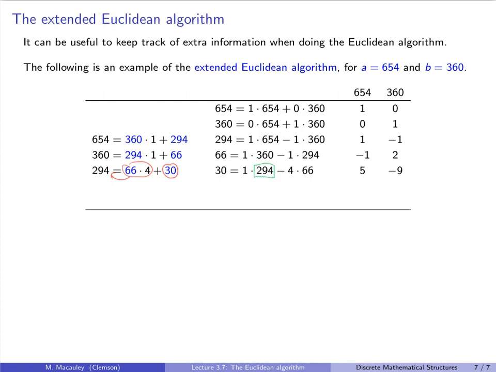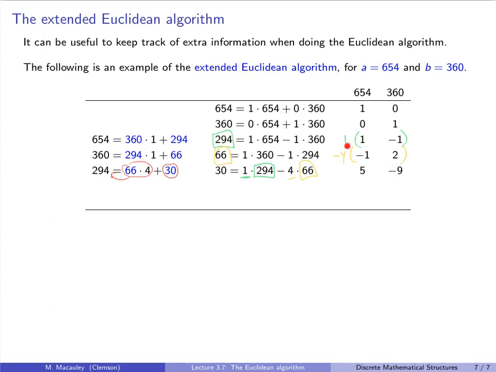So this 294 is this row up here. So we're going to take one copy of that row, and we will subtract 4 copies of the 66 row. So that's the row up here minus 4 of these. So what does that give us?